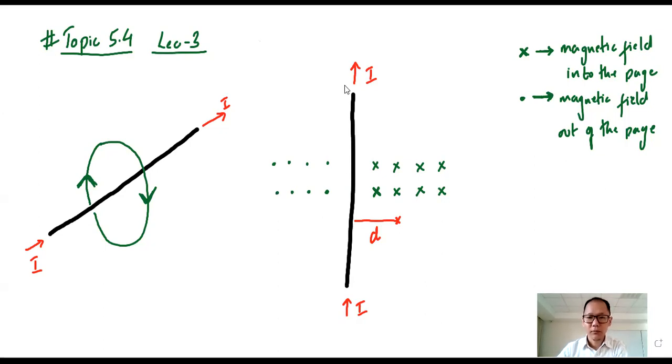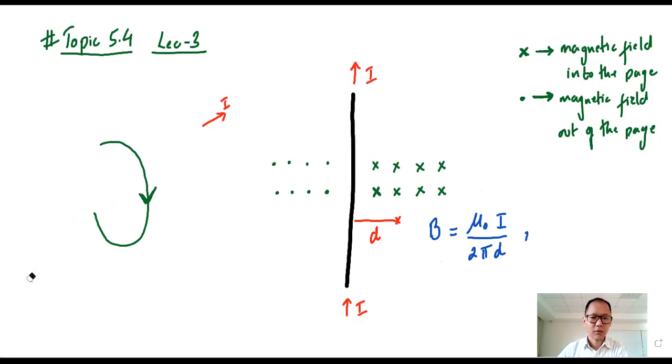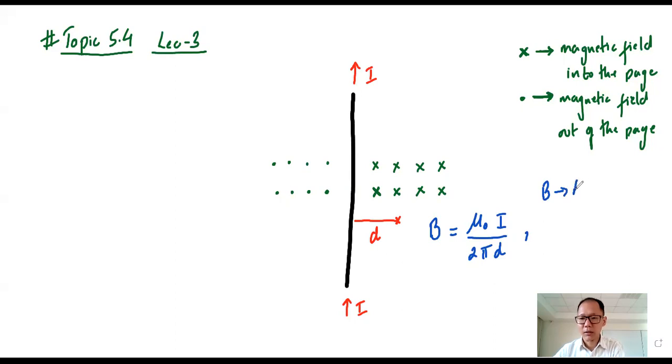So from a formula perspective, we can say that the magnetic flux density B is given by a formula which is mu naught I over 2 pi d. Okay, so this is the formula that gives you the magnetic flux density. So let me erase this diagram here so as to make space, where B represents the magnetic flux density.